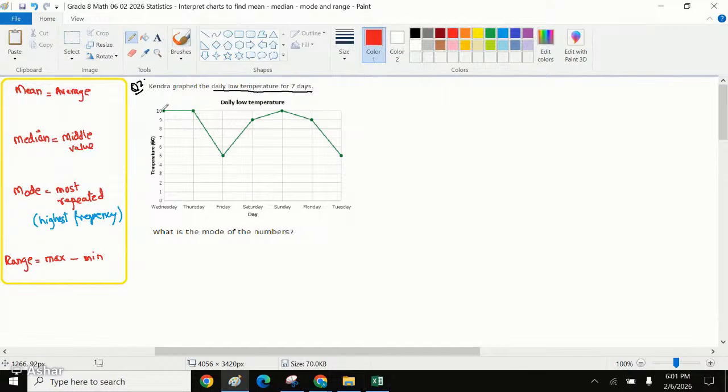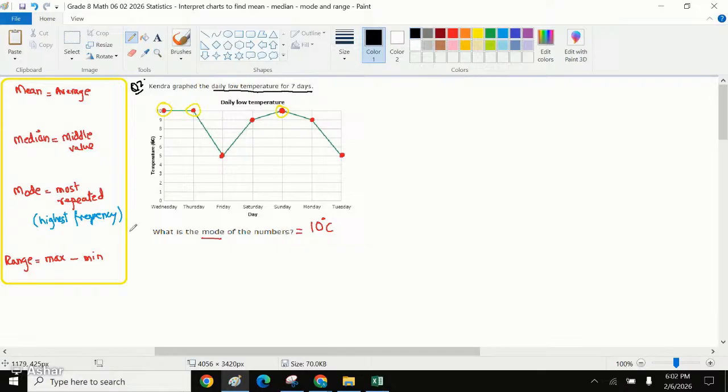We can see on Wednesday the temperature was 10, on Thursday it was 10, then Friday it was 5, Saturday it was 9, Sunday it's again 10, Monday it's 9, and Tuesday it's again 5, right? So what is the most repeated temperature in this case? The most repeated temperature would be 10 degrees centigrade. That is the mode, right?